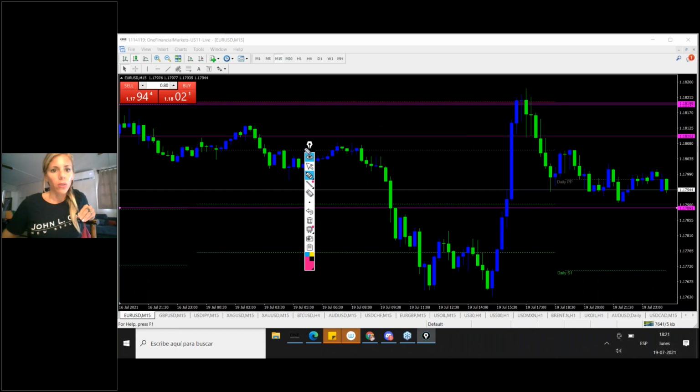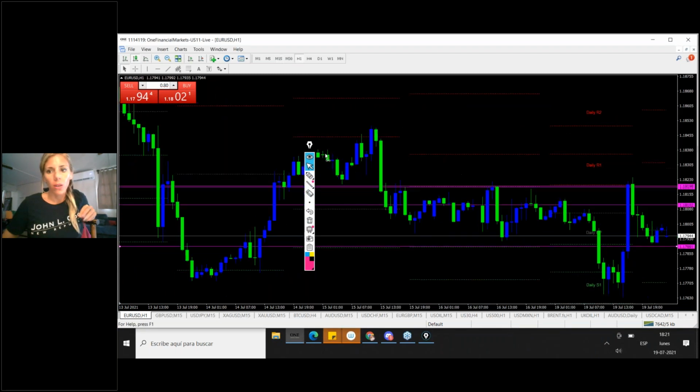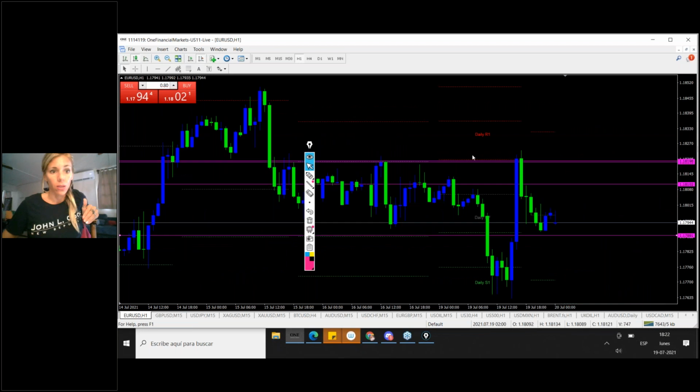I'm going to go for 1 hour time frame so you can see how the market opened and how it closed today. So this is the situation. This is European opening hours. This is the lows of the day. This is the US opening hours, Europe opening hours. And then the US pushed the euro all the way up to here. This is the high of the day. This is the low of the day.